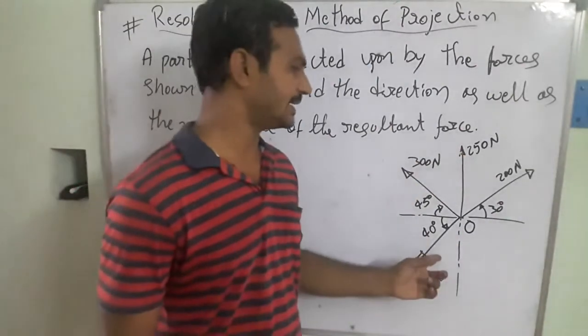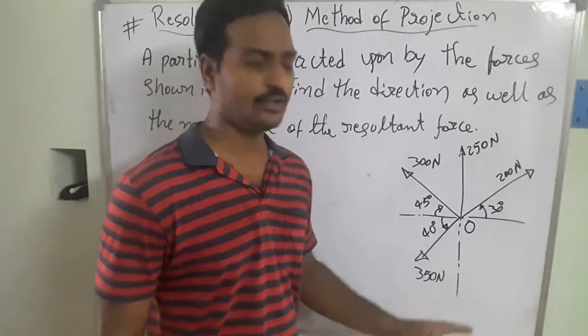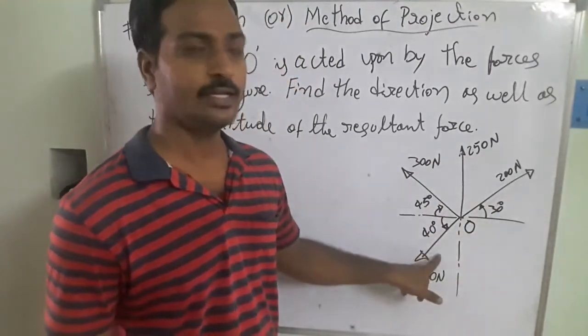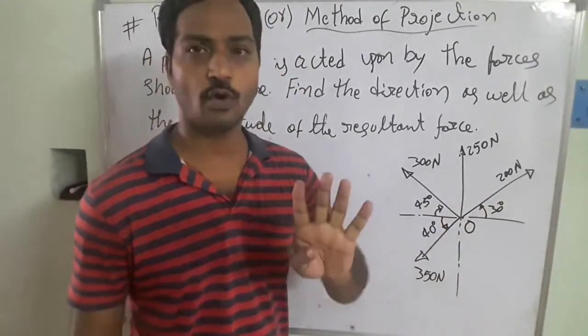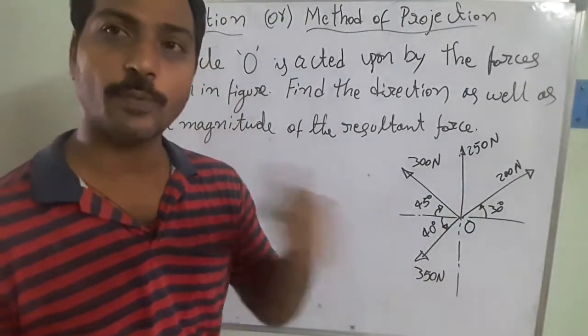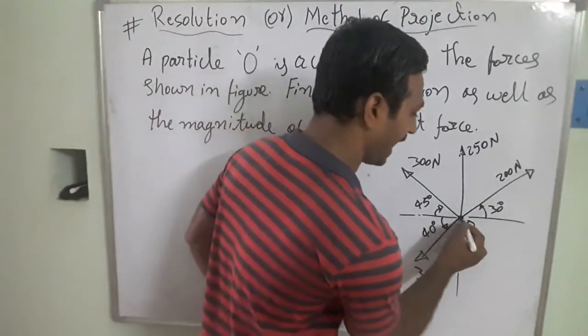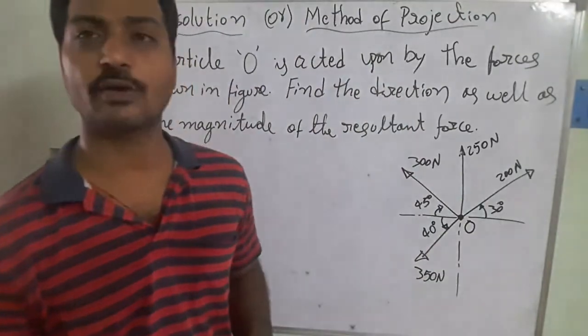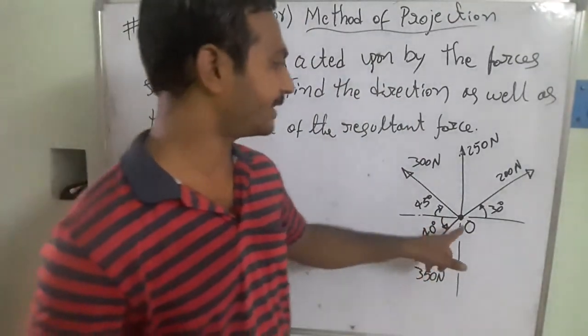So in this case we can see this is the particle O. Can you see how many forces are acting here? 1, 2, 3, 4. The 4 forces are acting, and the point of application, you can see, is exactly there. Then we can say these are concurrent forces acting on this body.